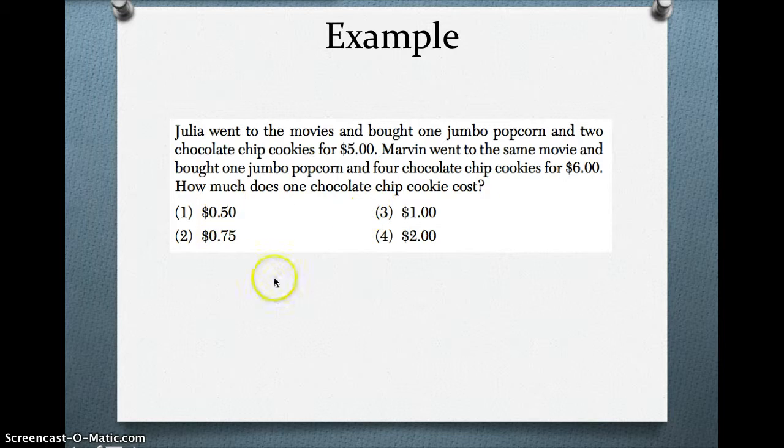We actually, because this is a multiple choice question, we actually could work backwards. But let's pretend this is not a multiple choice question, and let's pretend this is a gridded or fill-in or an extended response question, and we actually have to show all our work and come up with the answer without guessing and checking.